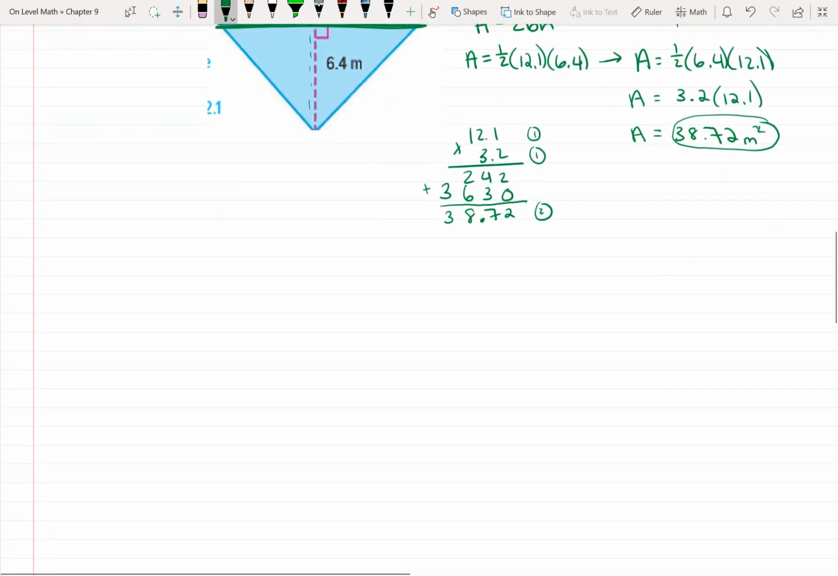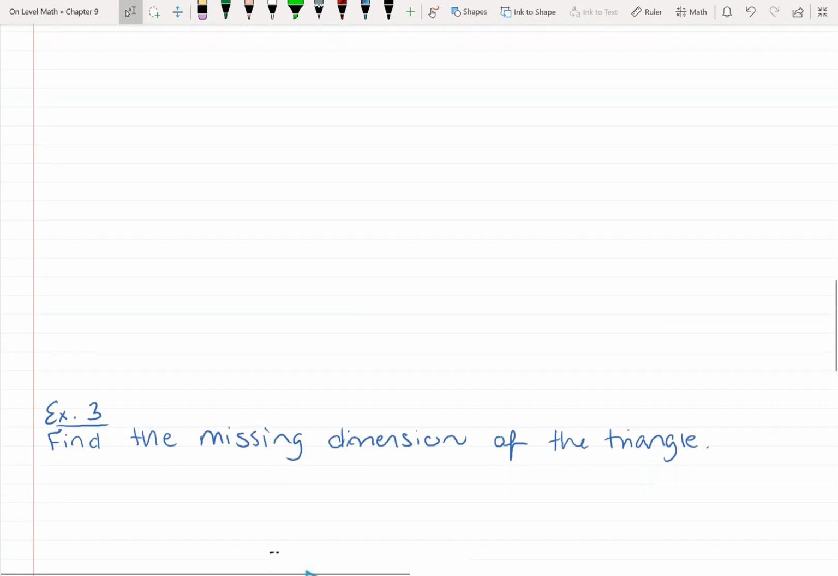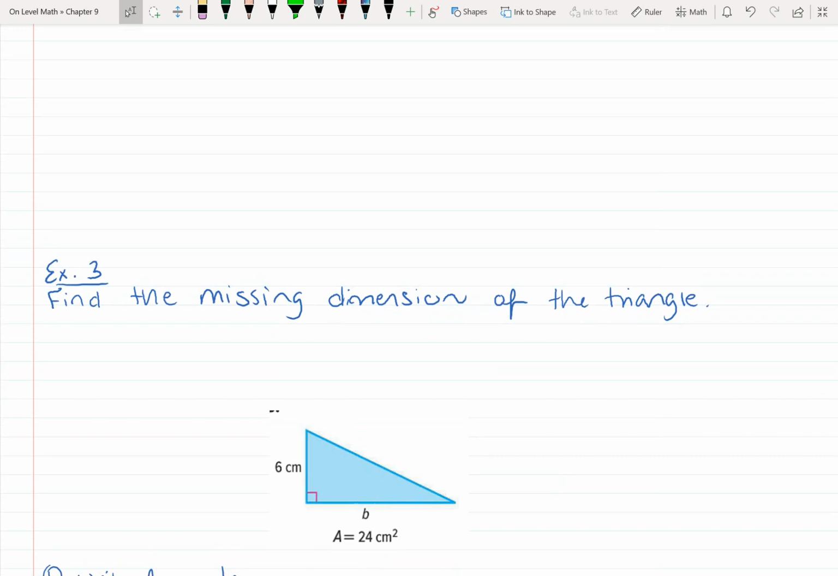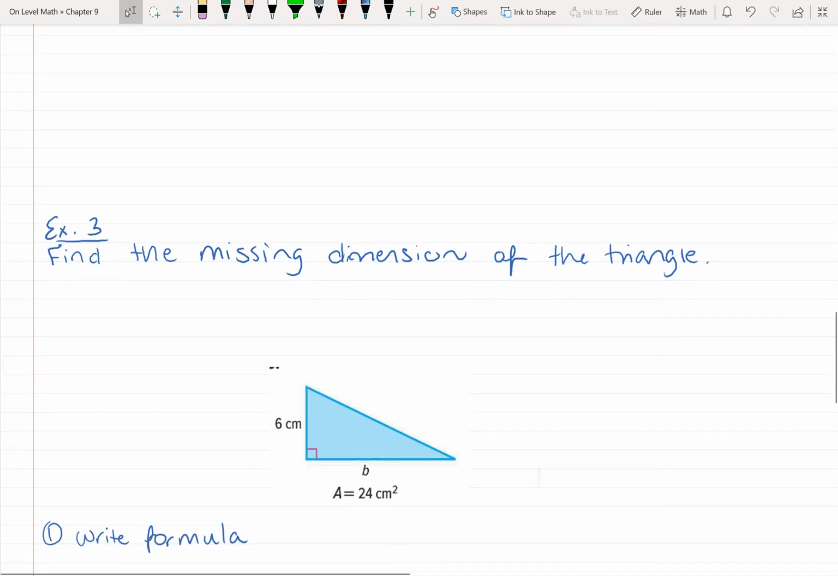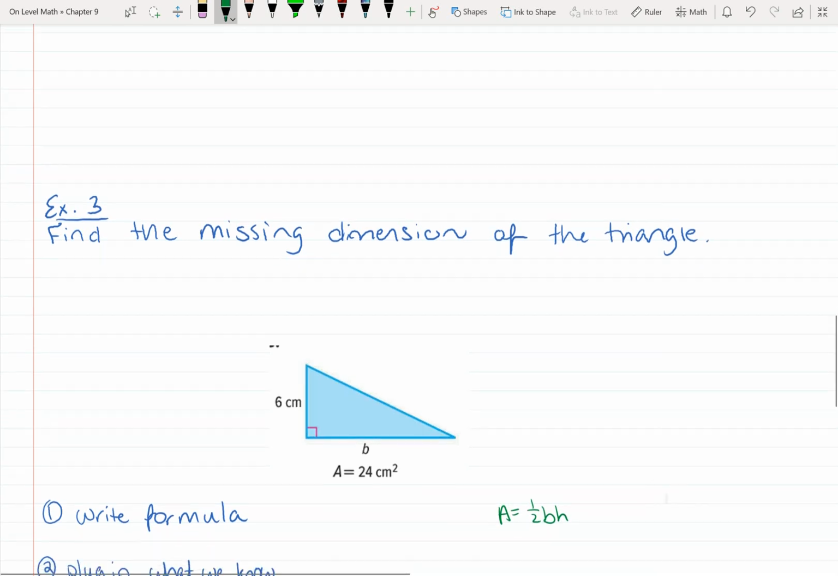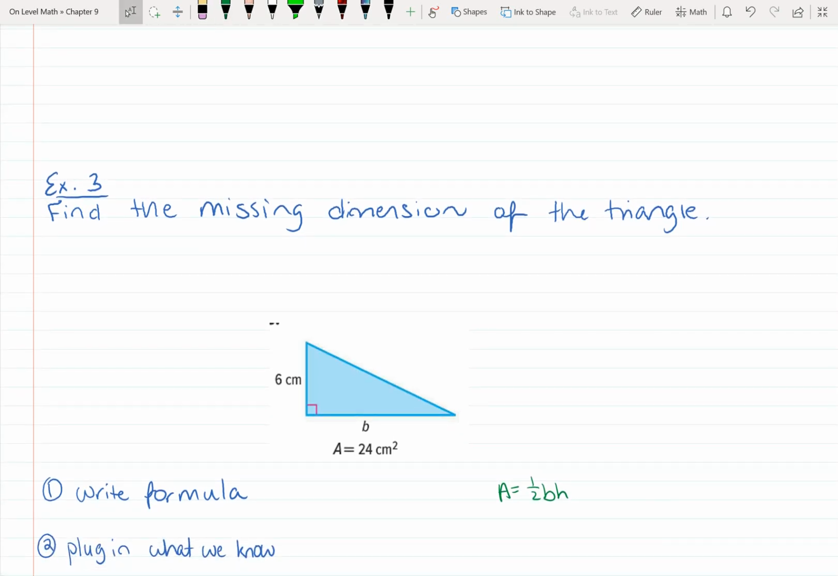Alrighty, example 3. This is the last example, and this is where we are finding the missing dimension. So this is the one I was talking about where we've got to work backwards. So our first step is to write our formula. So I'm going to write our steps, or follow the steps next to them. A equals 1/2 base times height. So I wrote my formula, and then plug in what we know.